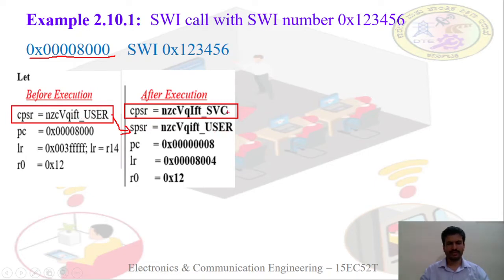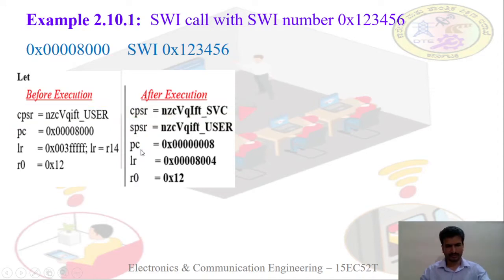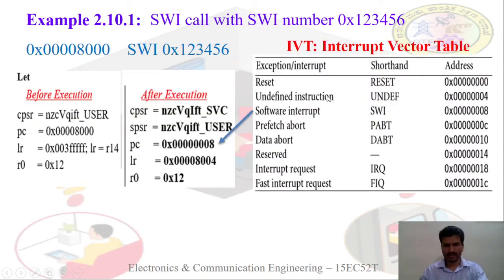Whenever it returns back to the main program, it will restore the previous mode. That's why the previous mode's CPSR content is stored in the SPSR. Now the PC, from the IVT, the PC got the address 0x000008.